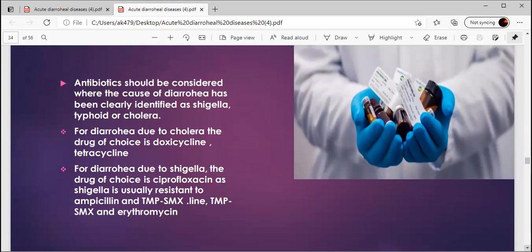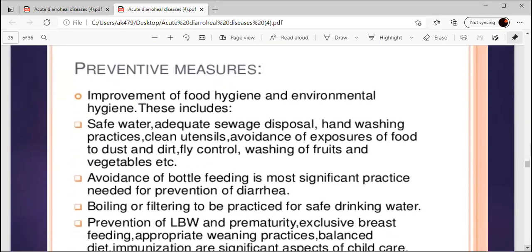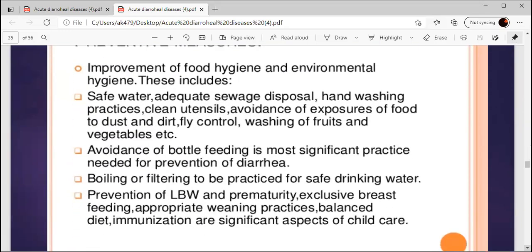For diarrhea due to Shigella, the drug of choice is ciprofloxacin, as Shigella is usually resistant to ampicillin and erythromycin and other combinations. Preventive measures. Improvement of food hygiene and environmental hygiene. These include safe water, adequate sewage disposal, hand washing practices, clean utensils, avoidance of exposure of food to dust and dirt, fly control, washing of fruits and vegetables, etc.